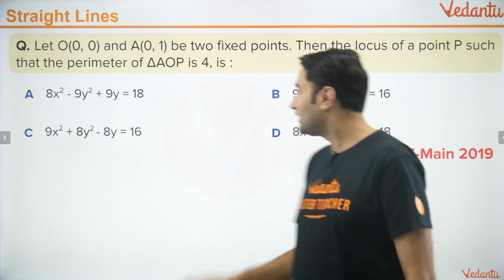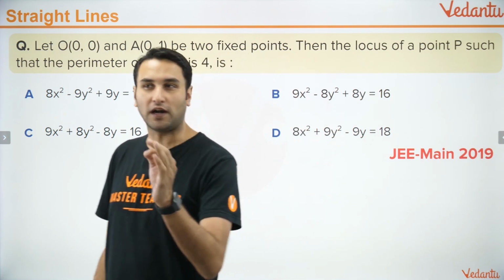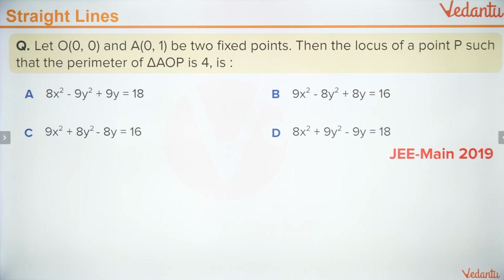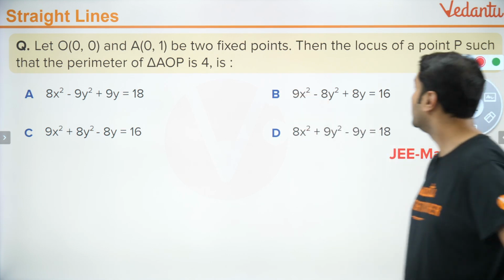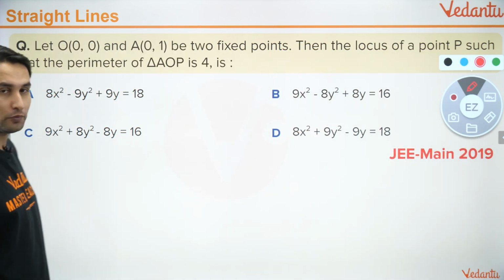Chalo, let us begin with a question direct away and let us try to see how can we solve it smartly. Read the question, all of you. This is JEE Mains 2019 and read it. It says a point 0, 0, A 0, 1 be two fixed points, then the locus of the point such that the perimeter of triangle AOP is.